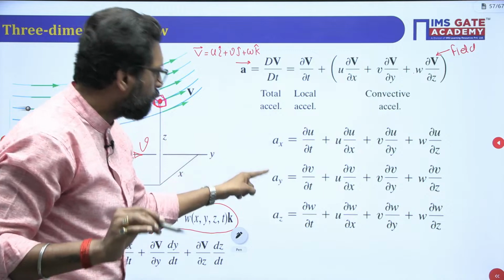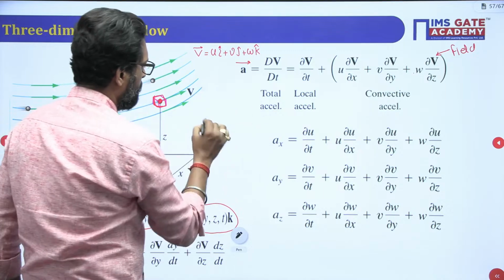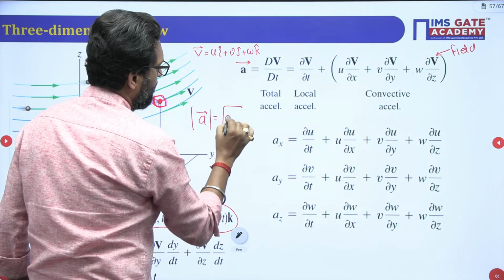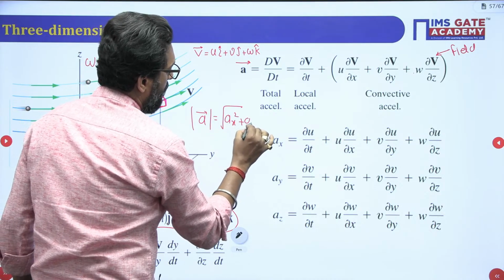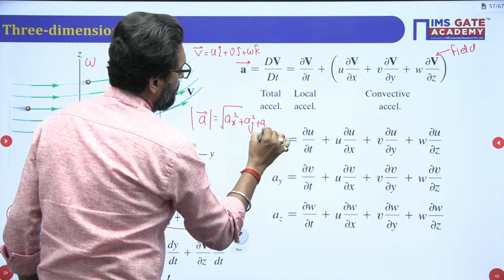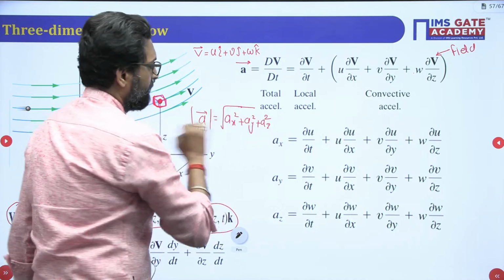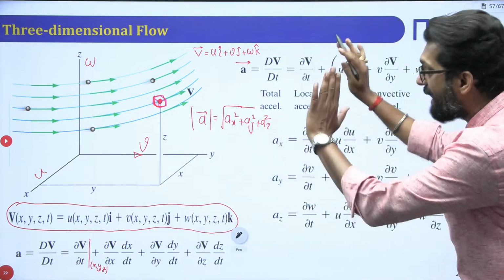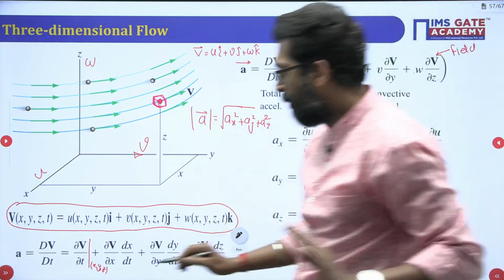Now if you find the total, you just take the square root of a_x squared plus a_y squared plus a_z squared. This is the total, net acceleration of the particles. Okay, so this is the analysis of a three-dimensional flow.